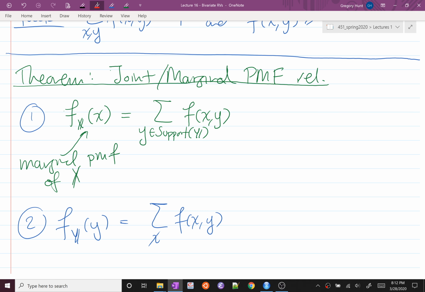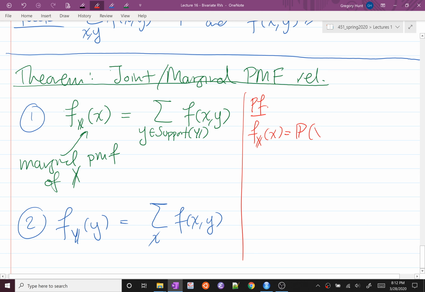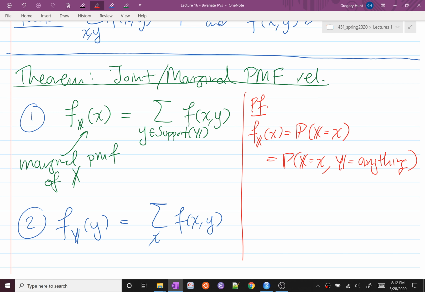We can do a short little proof of this. So here's a little bit hand-wavy proof. If I want the marginal of X, this is the probability that X is equal to little x. And I could say this is the probability that X is equal to little x and Y is equal to anything. I don't actually care about what the value of Y is, so I can think about it that way. It's like intersecting with the whole sample space.